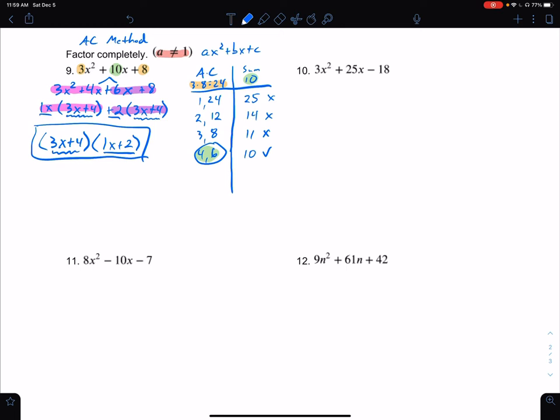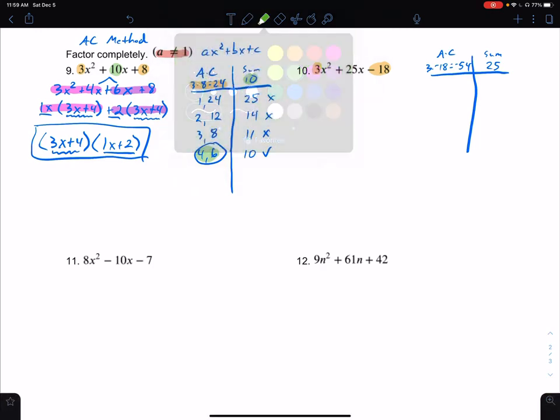So let's look at number 10. Let's try and follow the same color code. I'm going to multiply 3 times negative 18. Unfortunately, now we have a negative 18 in this one, so it is going to change a little bit for us. We've got to be a little more careful. So A times C would be 3 times negative 18, which is negative 54. And then my sum is going to be 25.